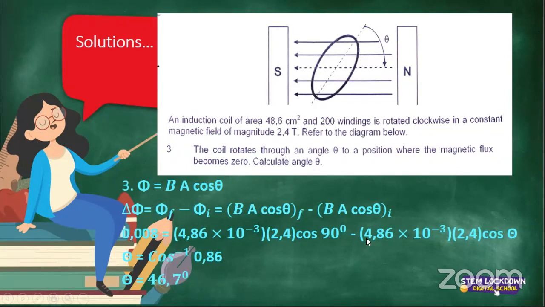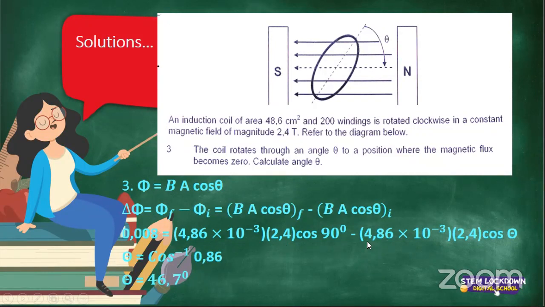So now minus, this is the same area, and this is the same 2.4, the same magnetic field, B. And then cos theta, we do not know the angle theta that is responsible for this. So we are looking for that angle. So theta will then be equal to cos inverse of all of this, this part here is 0.